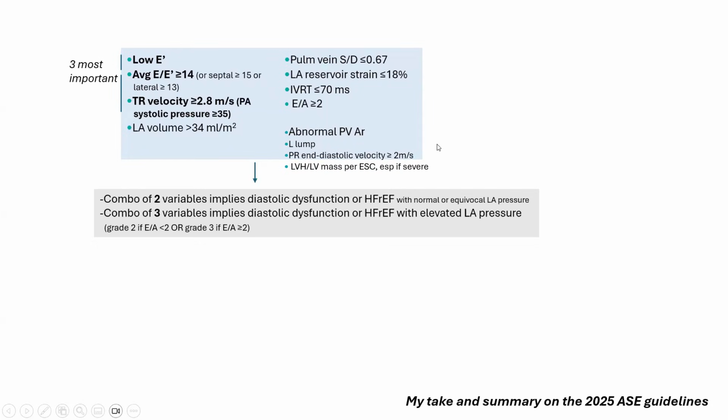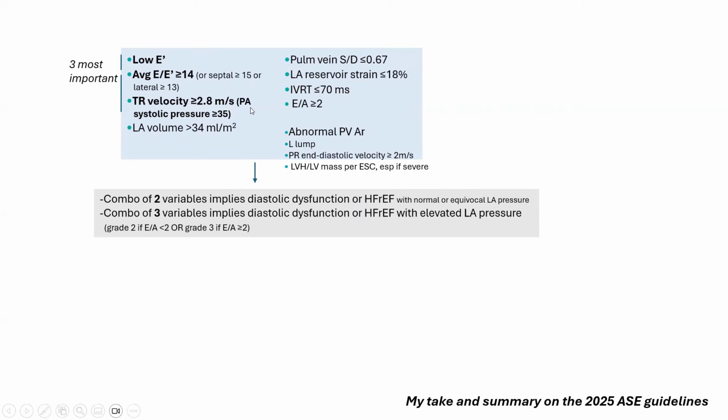Now, this is my summary take on the 2025 ASE guidelines. Those guidelines may have complicated things, but they kept the same spirit. What they did, they insisted more on the 3 variables that I just described, and they insisted more on the fact that low E prime is a paramount feature to define impaired diastolic function, and on the fact that elevated E to E prime and/or elevated TR velocity are paramount features to define elevated LA pressure.